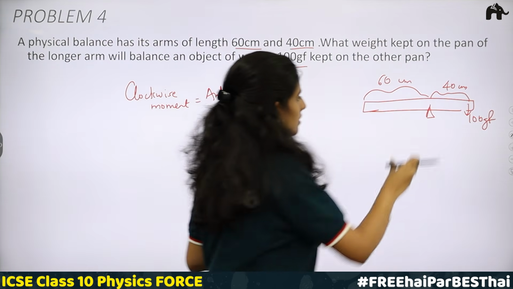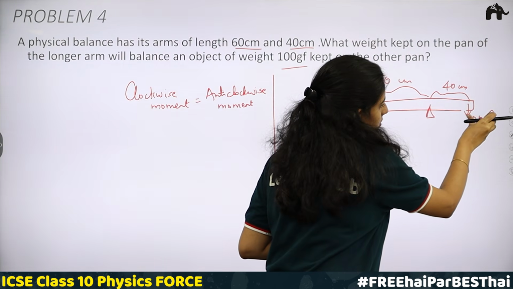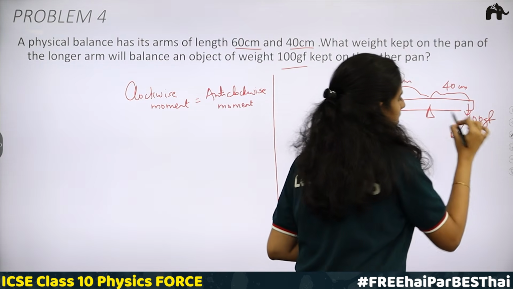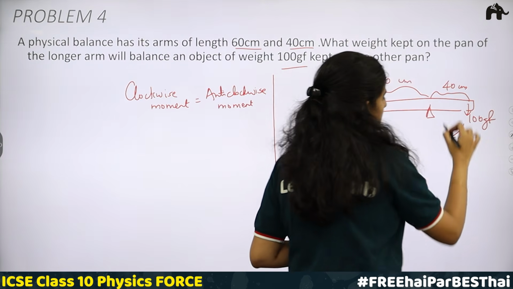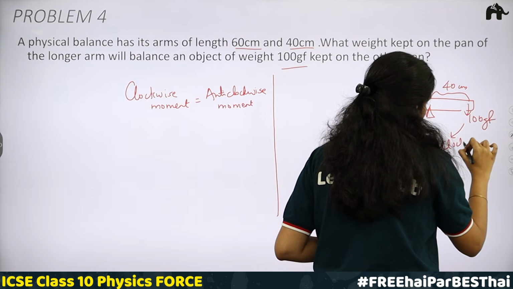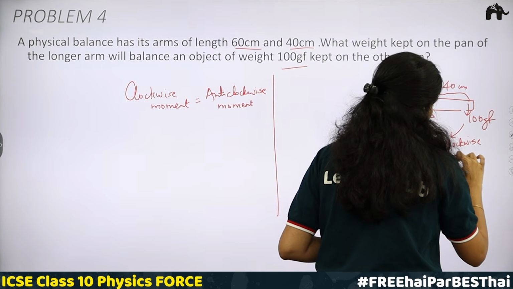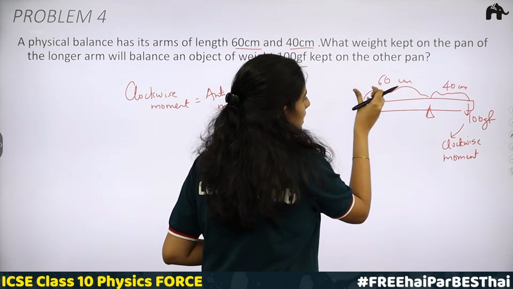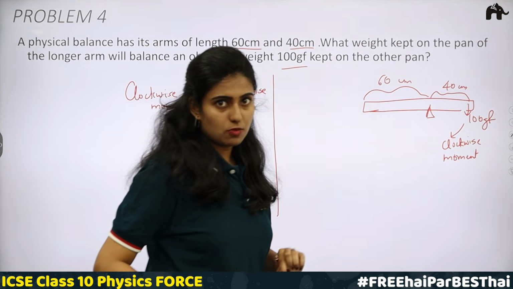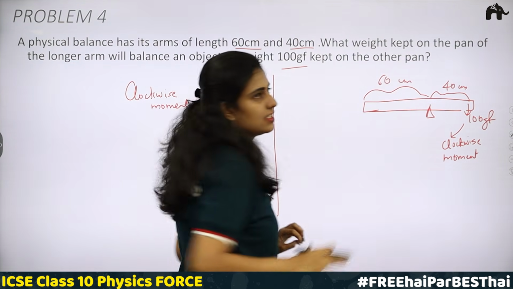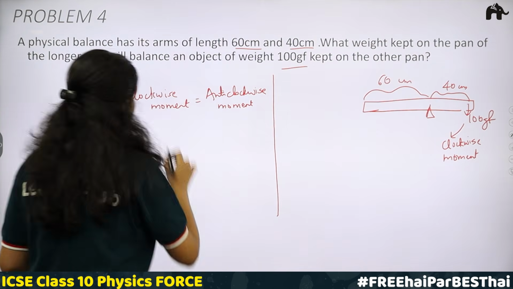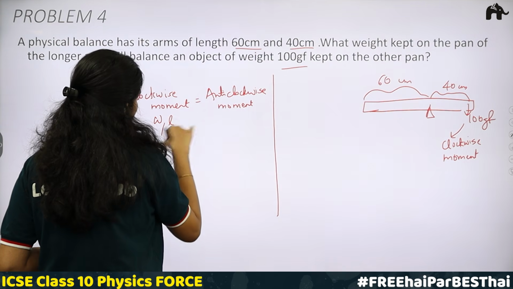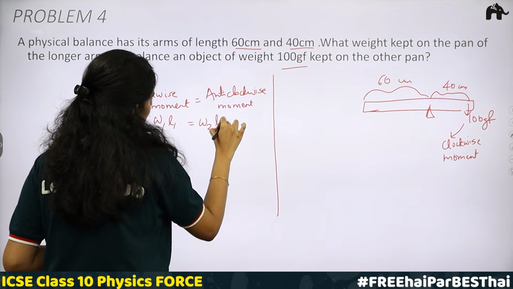So when 100 GF weight is kept at this pan, what happens? It will be producing clockwise or anti-clockwise? Correct. It will be producing a clockwise rotation, or it will produce a clockwise moment. Okay. And this will produce anti-clockwise moment when a suitable weight is suspended. Let's see. We have W1 L1 equal to W2 L2.